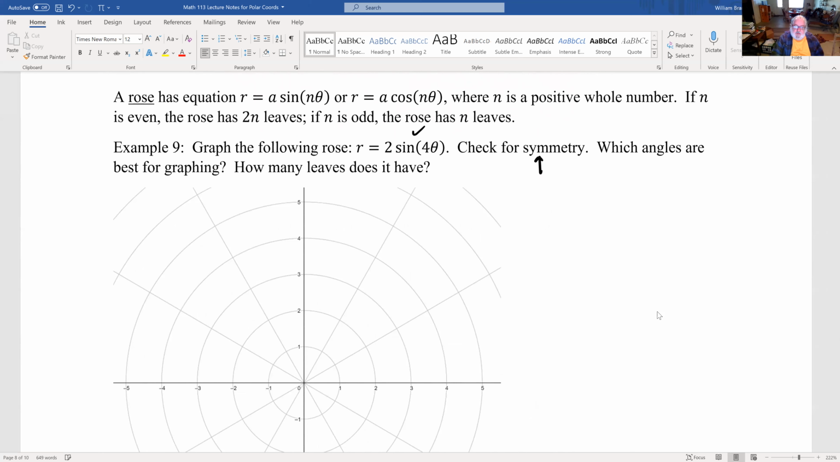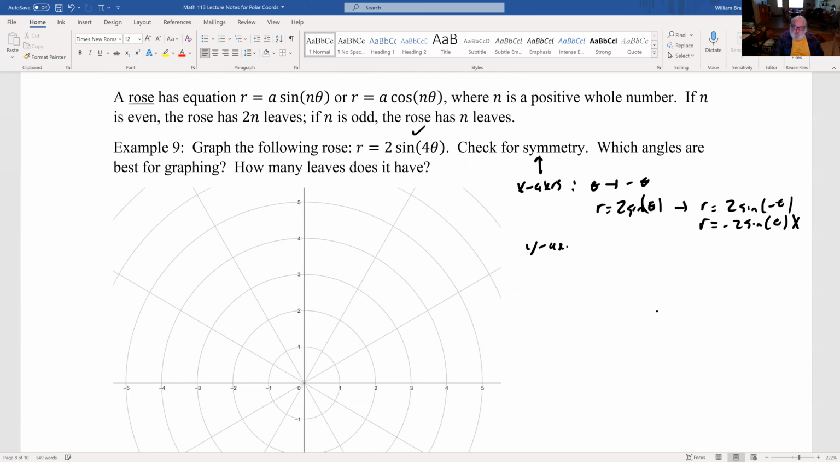Check for symmetry. X-axis symmetry is switching theta to minus theta, and r equals 2 sine theta. That equation would become r equals 2 sine of minus theta, which is r equals minus 2 sine theta. So that gives me no information.